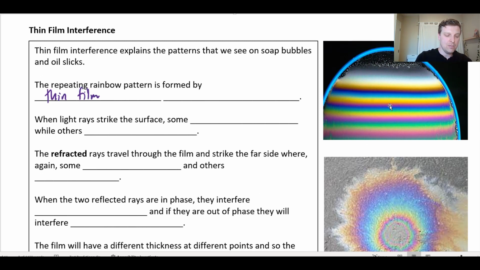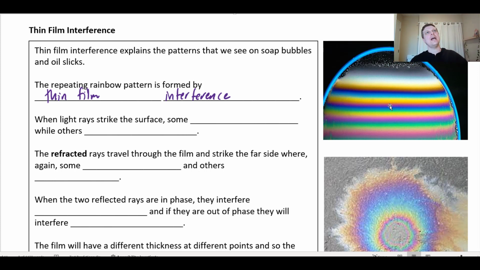Thin film interference. And you can appreciate that the bubble sitting on the bubble blower is a very thin film, and that the layer of oil sitting on water on the ground is a very thin film. These things only happen when we talk about thin films.